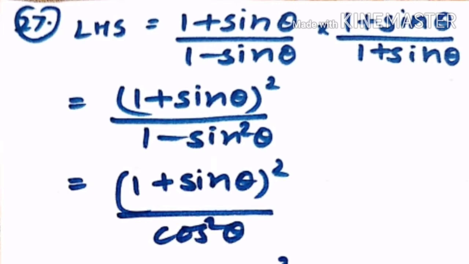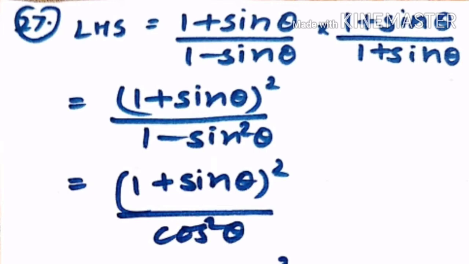The left hand side is (1 plus sin theta) upon (1 minus sin theta), and we need our answer in the form of sec and tan. You check your right hand side, you will come to know. Here, only with sine we cannot do anything, so we multiply and divide by the same thing, that is 1 plus sin theta upon 1 plus sin theta.